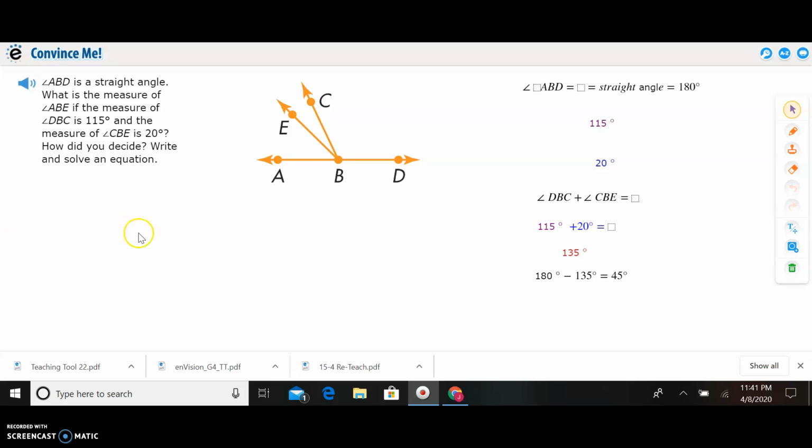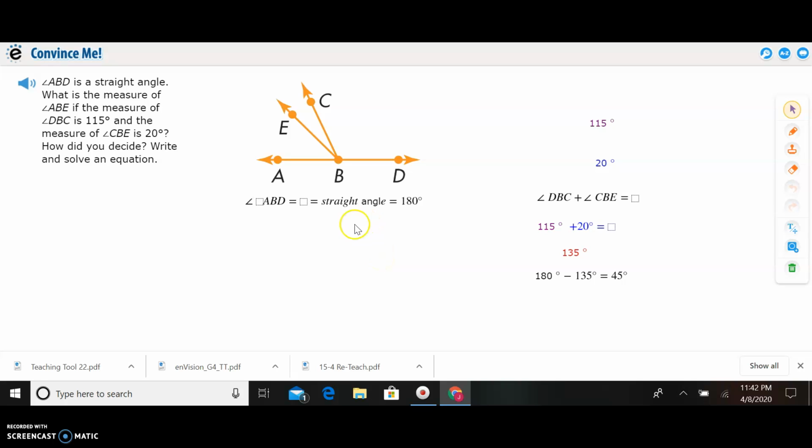So the first thing you need to keep in mind is that we have a straight angle here. Angle ABD is a straight line. Therefore, that measures 180 degrees. Remember, that's one of those benchmark numbers that I told you needed to remember. So angle ABD is 180 degrees. I'm just going to bring that down here as a reminder for you.